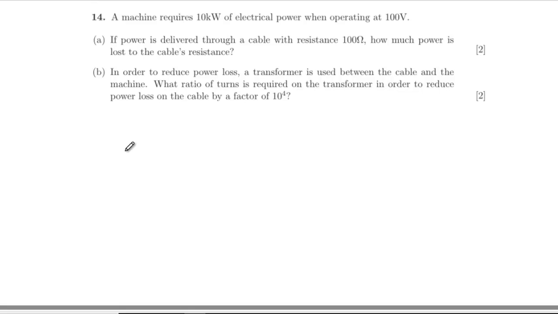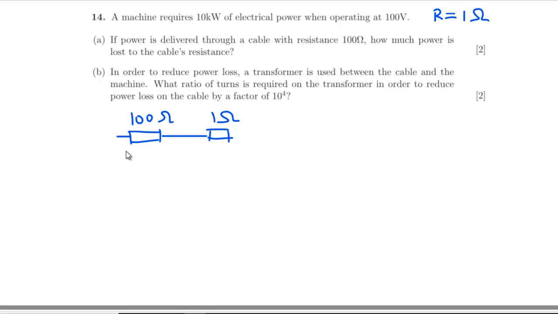A machine requires 10 kilowatts of electric power when operating at 100 volts. Okay, so that means R is going to be 1, a resistance of 1 ohm, because V squared over R is the power, so 100 squared is 10 kilowatts. Right, if power is delivered through a cable with resistance 100 ohms, how much power is lost to the cable's resistance? Right, okay, so if it's delivered through this cable, we're going to have 100 ohms to 1 ohm, pretty much.